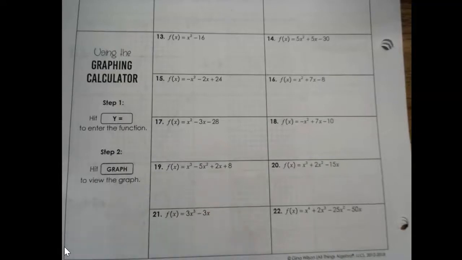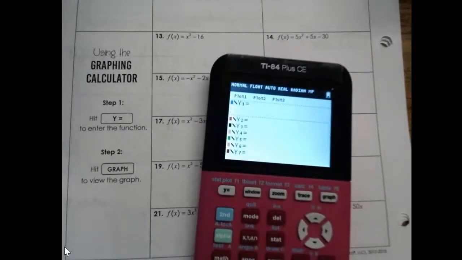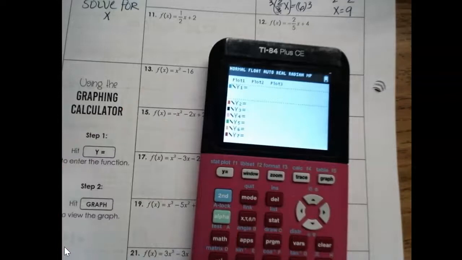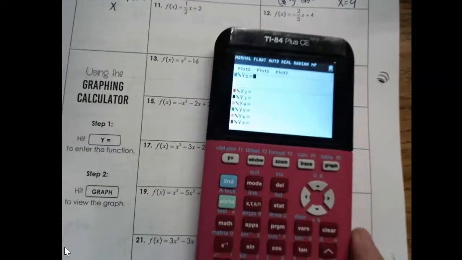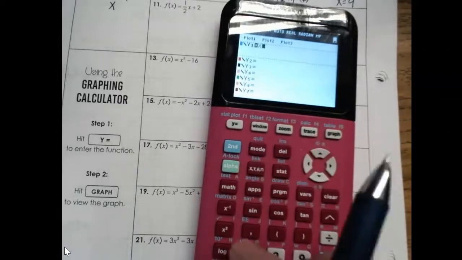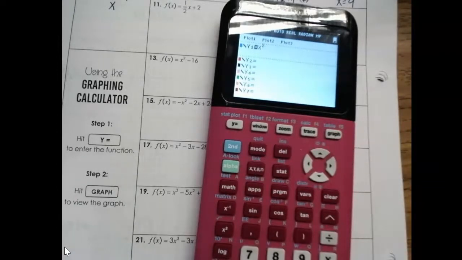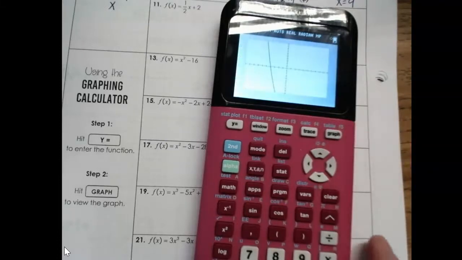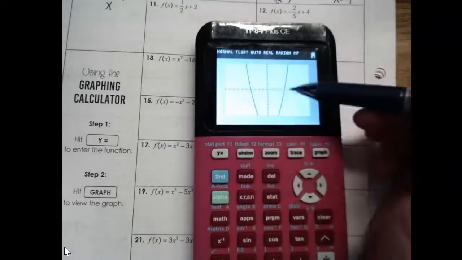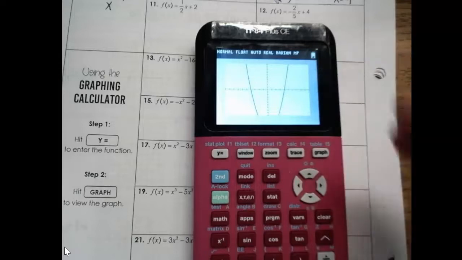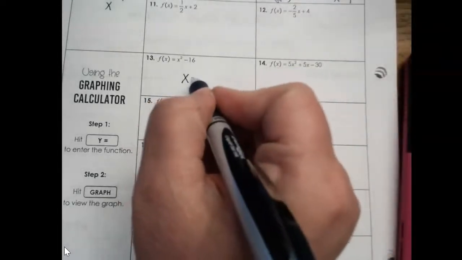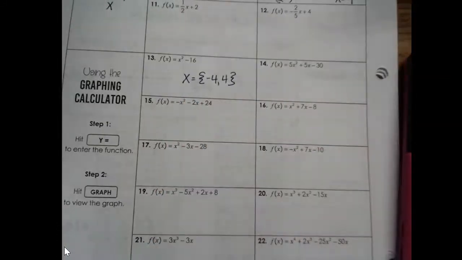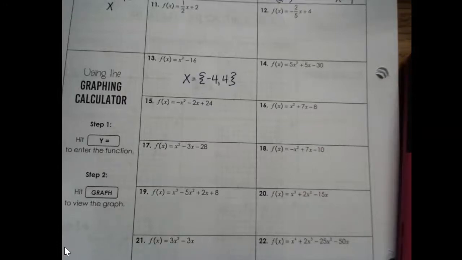And then you're going to hit graph, and you're going to look for where the equation crosses or touches the x-axis. So my first one, x squared minus 16. Your x is right up here next to the alpha button. So x, and then I'm going to hit the squared button, minus 16, and press graph. Give it a second, and when I look at it, this one's going to cross twice, once at -4 and once at +4. So we're just going to write x equals -4, +4.